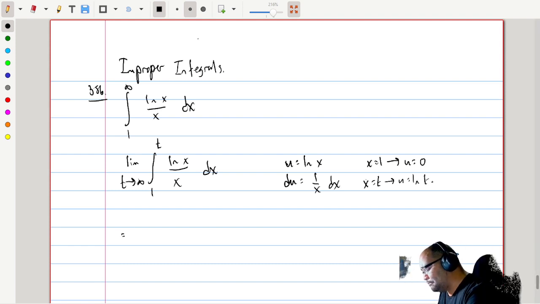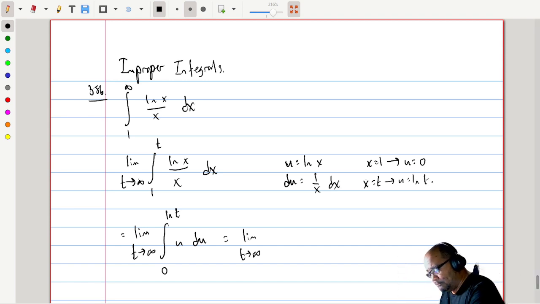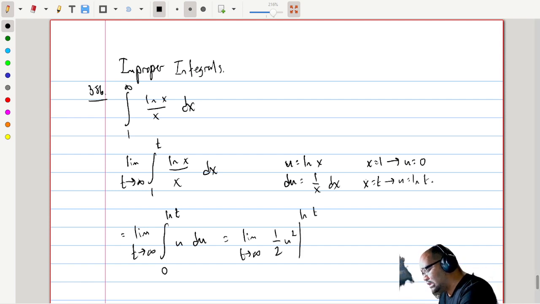So not too bad. So this is now the limit as t approaches infinity of the integral from 0 to log t of, well, it's just u du. And this one's not too bad. We'll get 1/2 u squared out of this. Evaluate this between log of t and 0. Thankfully at 0, we just get 0.